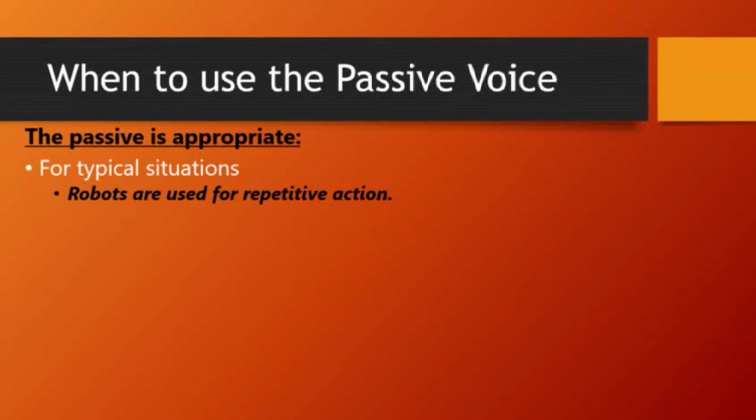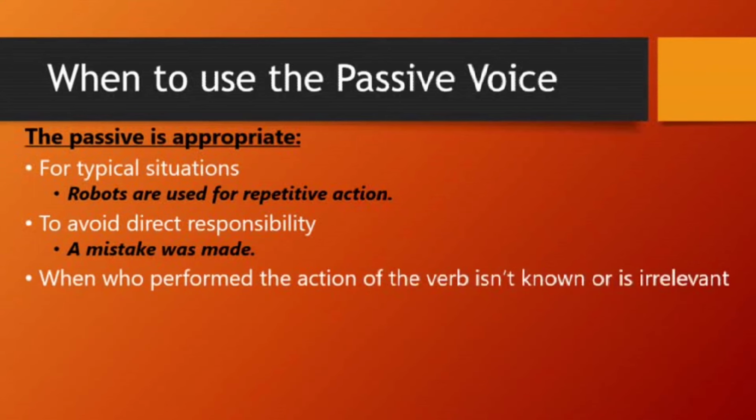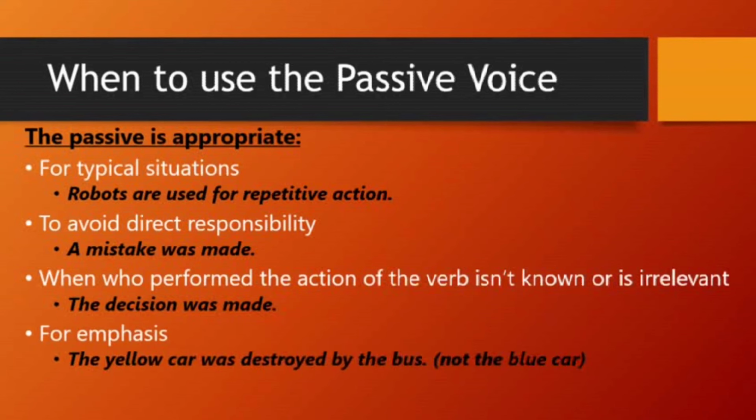For example, robots are used for repetitive action. To avoid direct responsibility. For example, a mistake was made. When who performed the action of the verb isn't known or is irrelevant. For example, the decision was made. For emphasis. For example, the yellow car was destroyed by the bus.